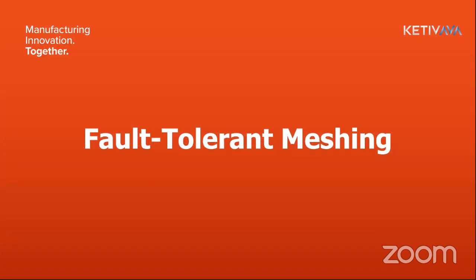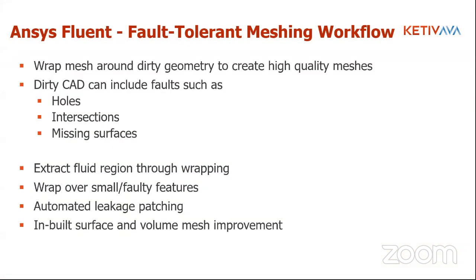Now, to begin with, let's talk about what fault-tolerant meshing means. Fault-tolerant meshing is the meshing workflow that you would use within Ansys Fluent if you were to mesh a dirty CAD geometry. So this is a feature that is available within Ansys Fluent. Now, what does fault-tolerant meshing actually do? Suppose you have a dirty geometry. We as engineers often encounter such geometries in which there are gaps, holes, intersecting surfaces. Usually, if we have to prep these geometries for a CFD simulation, we have to go in, clean it up, and make sure that it's watertight so that we can extract the fluid domain.